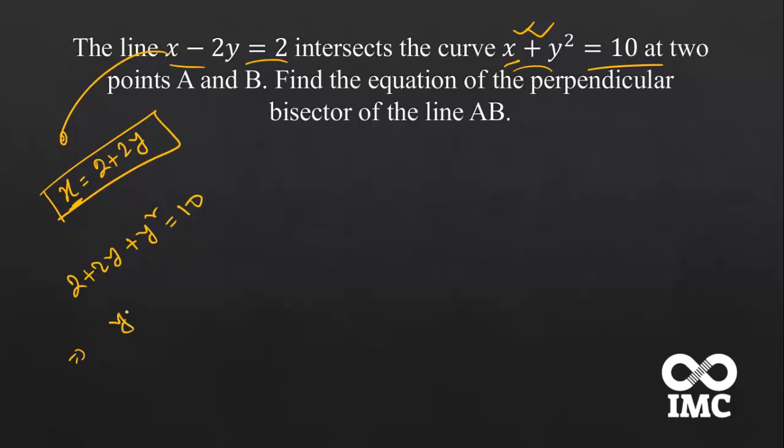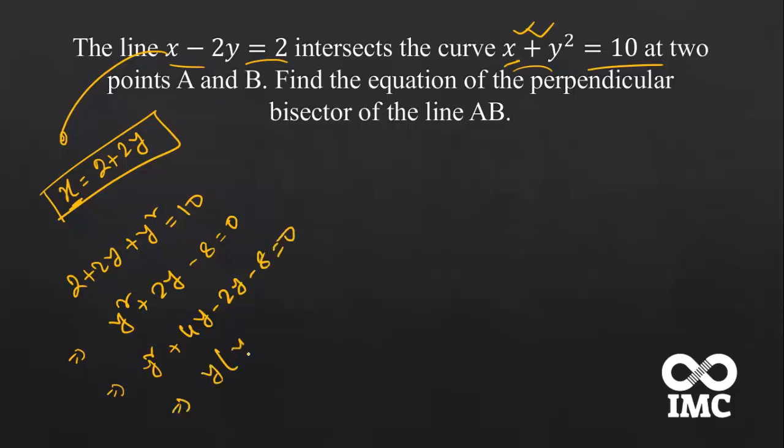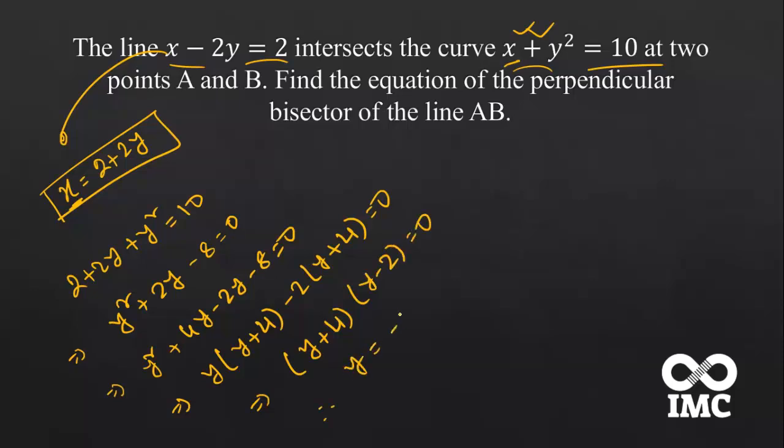Now solve. y squared plus 2y; if I move the 10 to this side, 2 minus 10 will be minus 8, equals 0. By using the middle term method, we break down the middle term: y squared plus 4y minus 2y minus 8 equals 0. Taking y as a common factor, y plus 4, and taking 2 as a common factor, y plus 4 equals 0. Then taking y plus 4 as a common factor, we get y minus 2 equals 0. So y equals minus 4 or y equals 2.